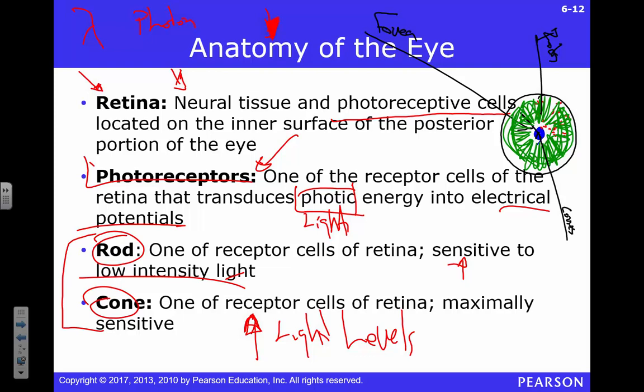They're not sensitive to color. Okay, so the only color sensitive photoreceptors you have are the cones here in the middle.